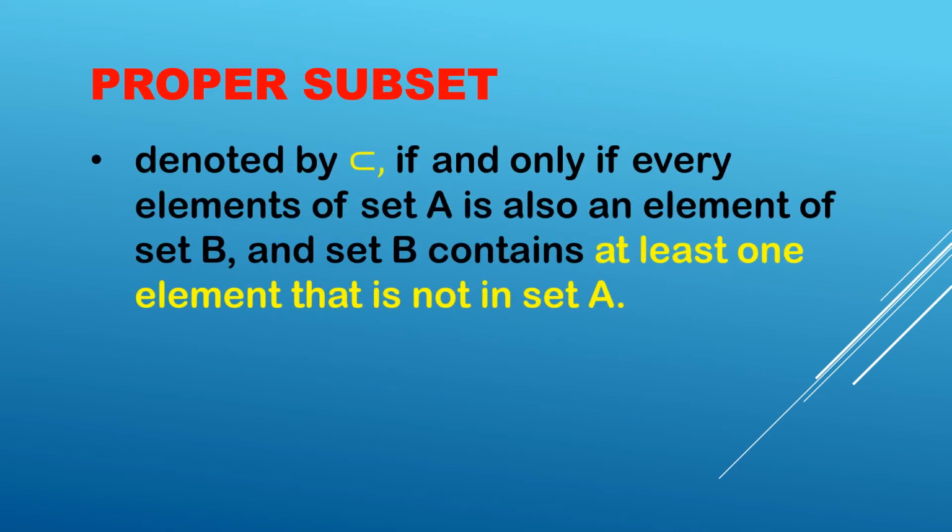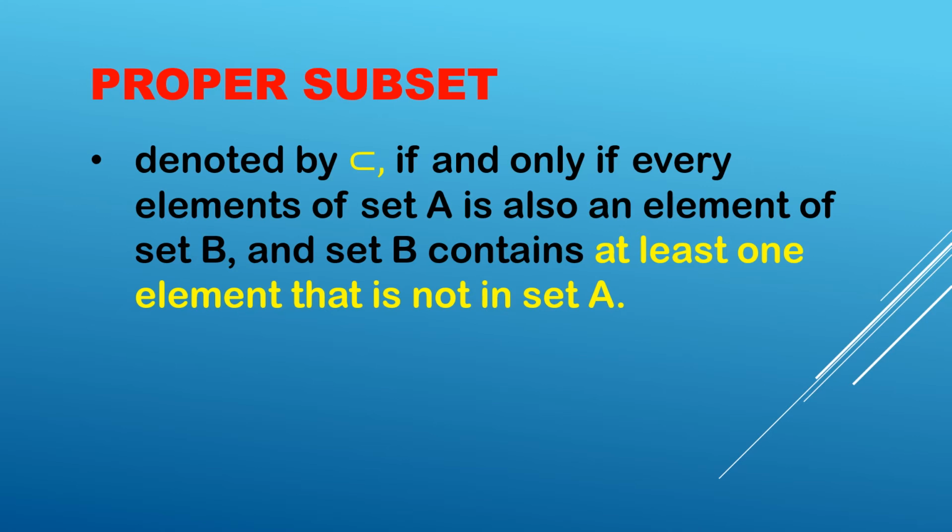What about proper subset? So, it is denoted by this symbol. Parang siyang letter C lang. Magkapareha lang sa subset, pero sa proper subset is wala na siya yung parang underline sa baba. So, this is the symbol for proper subset. If and only if every element of set A is also an element of set B, and set B contains at least one element that is not in set A.